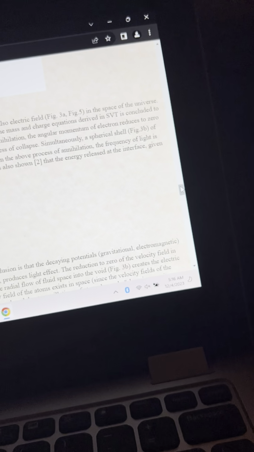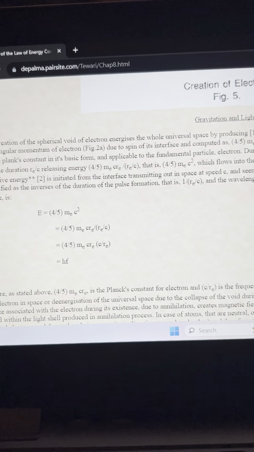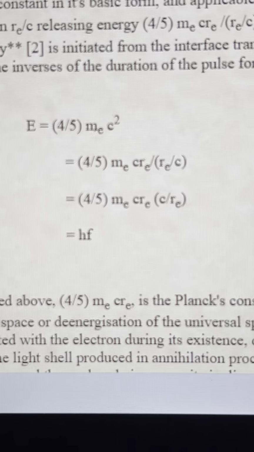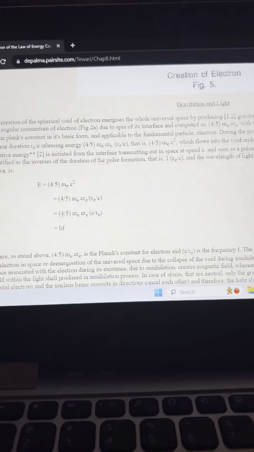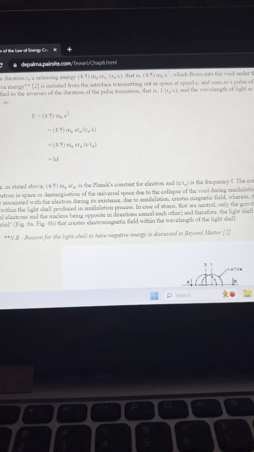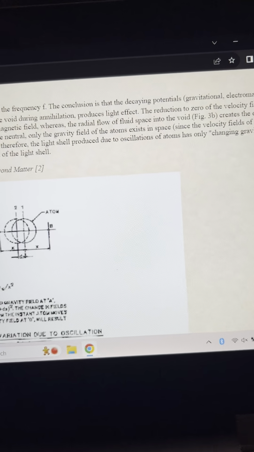It is also shown that the energy released at the interface given above is, and then here's the equation. Everyone likes the math, right? There it is. Whereas stated above, 4/5, and then I'll show the math, M_e, and then c R_e is the Planck's constant for electron, and c/R_e is the frequency f.